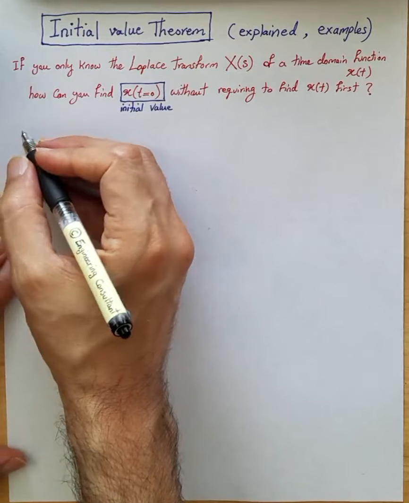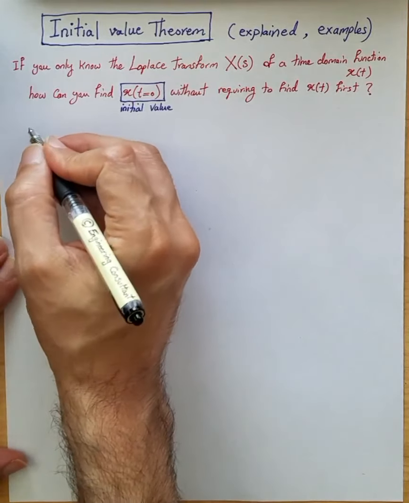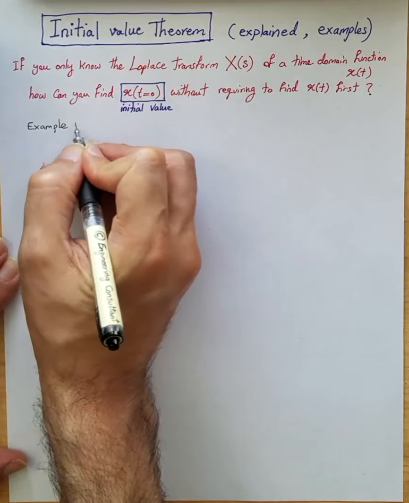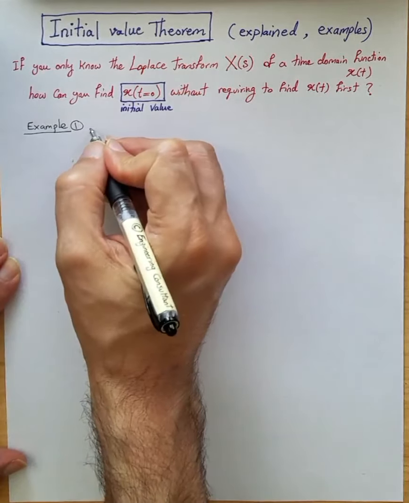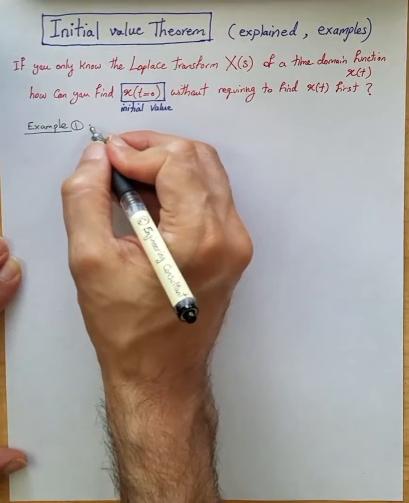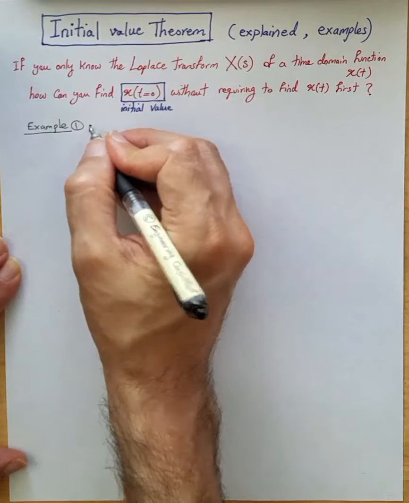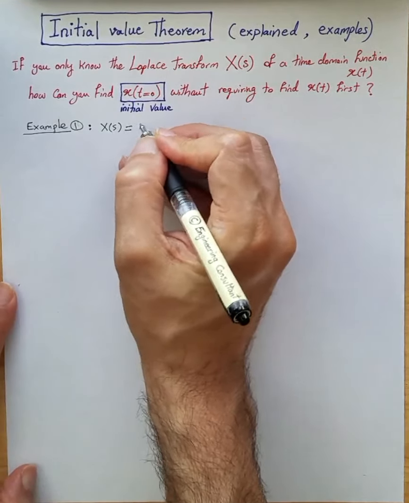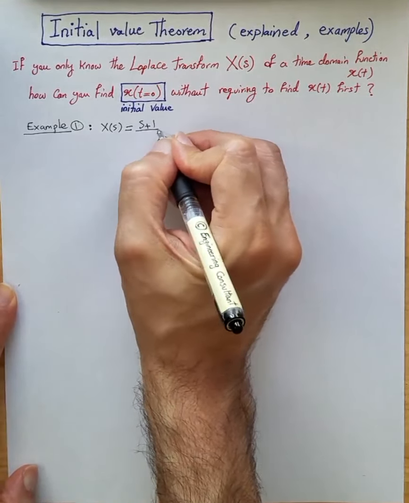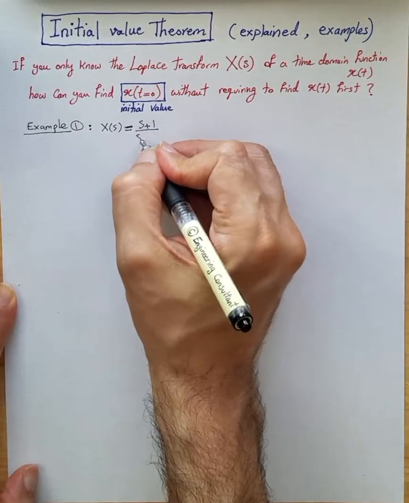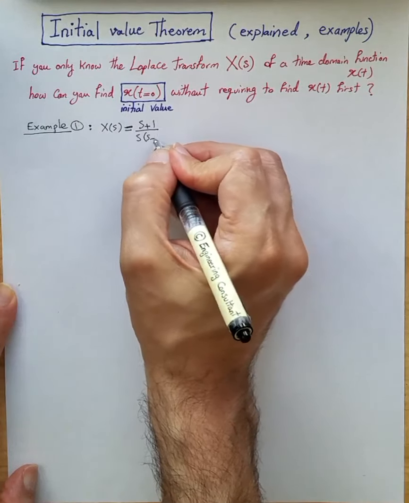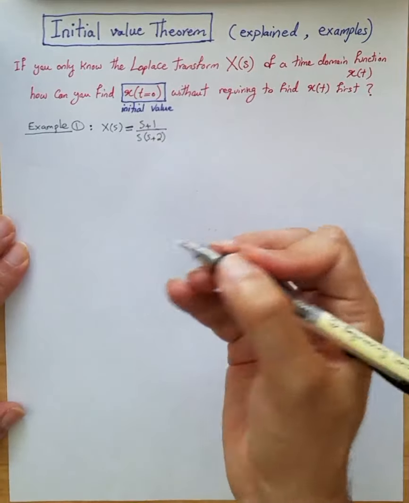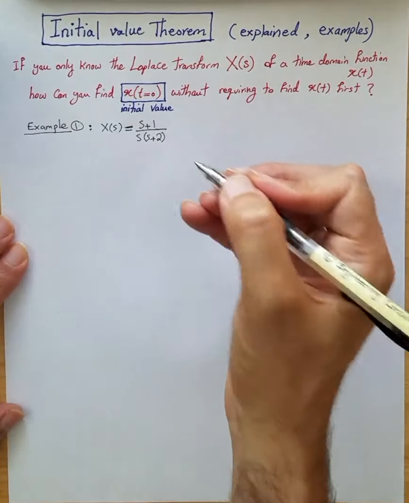So let's first illustrate this via an example. Consider this example. Let's say that the s-domain function that is available for this example is, you're given X(s) is (s plus 1) over (s plus 2). So let's say this is the Laplace transform of a time domain function.